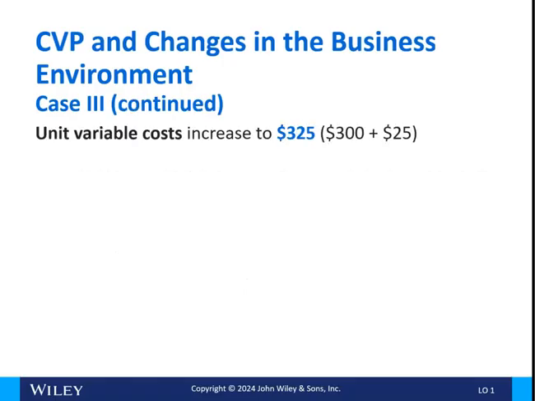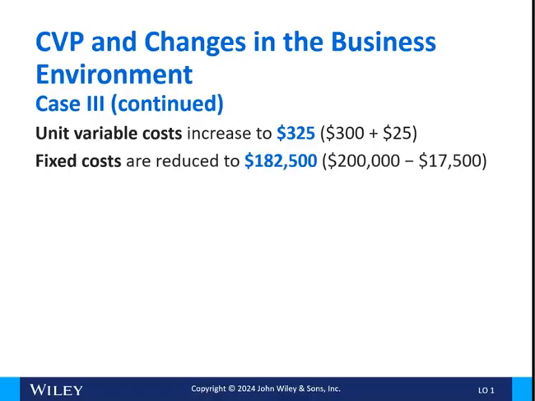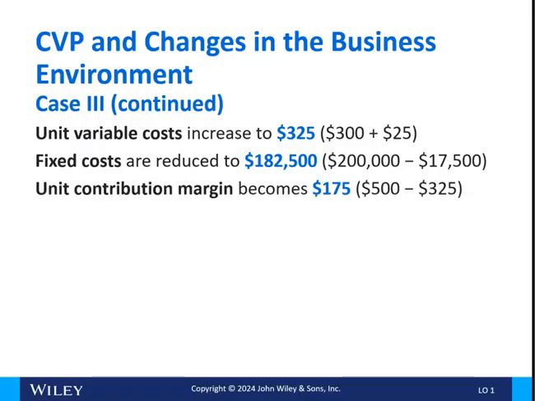So our unit variable costs increased to $325. That's our current $300 plus the $25 increase. Our fixed costs are reduced $17,500, so they're down to $182,500. Our new contribution margin is our sales, $500 that we don't want to change, minus our new variable costs, $325, so only $175. So we get our break even.